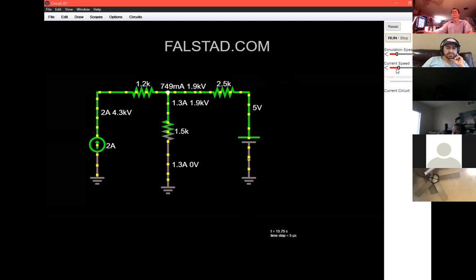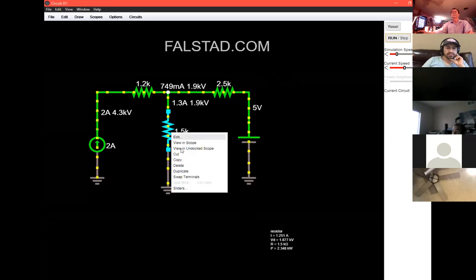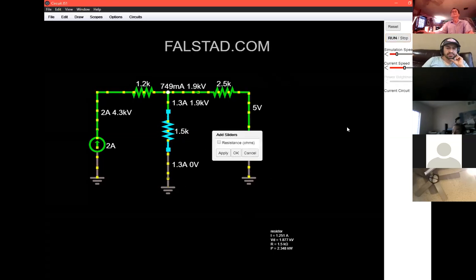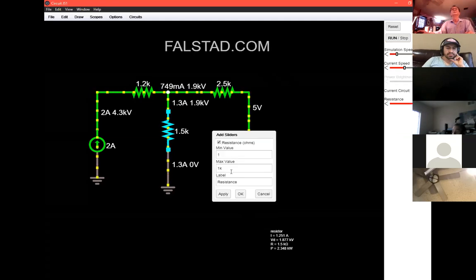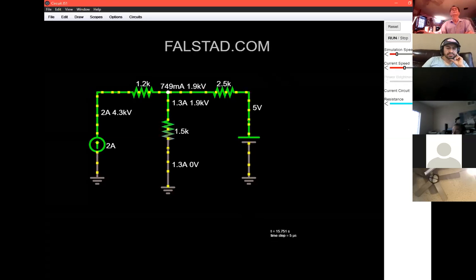You can even put what's called a slider on it. And I'll tell it that I want it as a resistance value. And technically what I've just done is I've turned that resistor into a potentiometer. So I could go over to the slider and change the value. You can do that for every component.